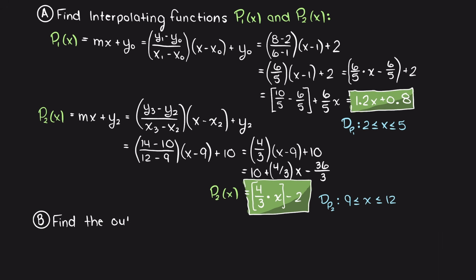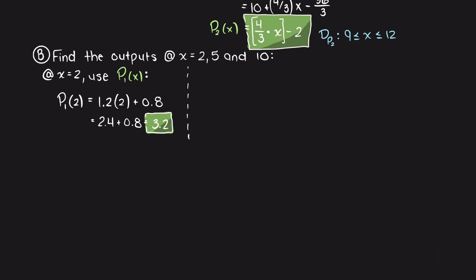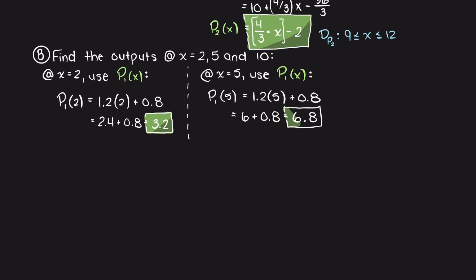We just need to apply our desired inputs. Firstly, we have x equals 2, and since that is in our domain of p1, that is a function that we will use. And you can see that this results in an output of 3.2. Secondly, we have x equals 5, which again falls in the domain of p1. Therefore, for an input of 5, we get an output of 6.8.